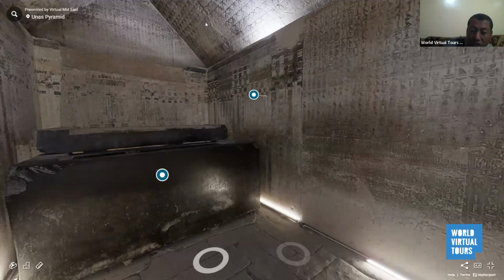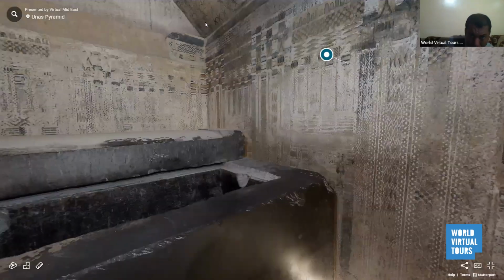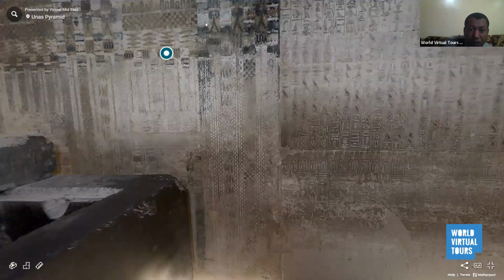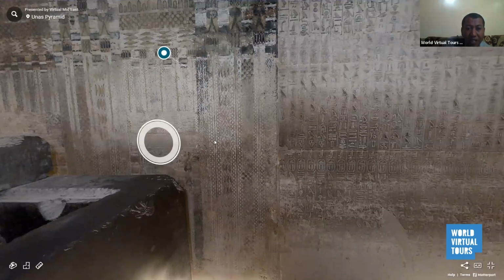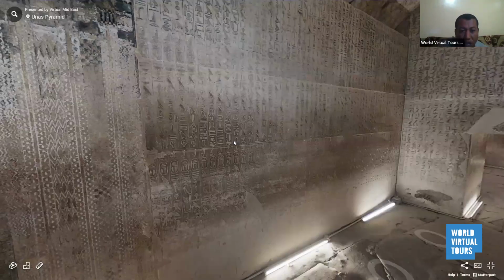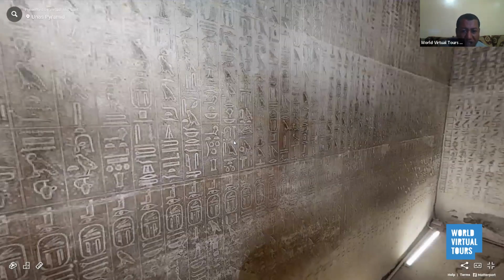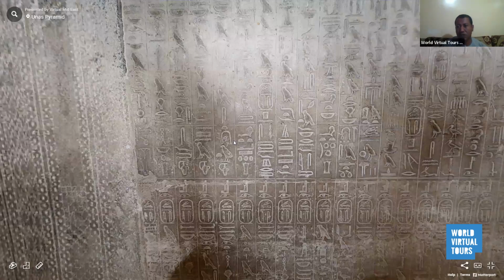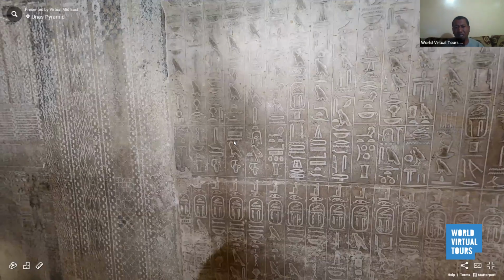And here you can see the colors still remaining, and here you can see the writings on the walls. Look at such writings. What is written here? This is the first philosophy. Most of them, after translating them, were very interesting writings.